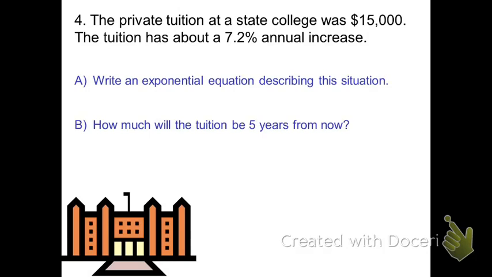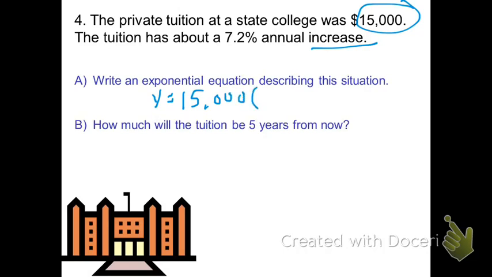Okay, so now reading this, I know it has to be either growth or decay. The key word that tells me it's growth is, you're right guys, increase. So what I'm going to do is write an exponential equation describing the situation. We know y is equal to the start value. Where am I starting at? $15,000. Good job.